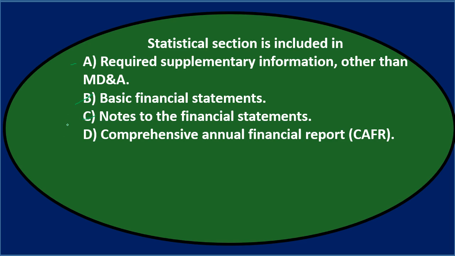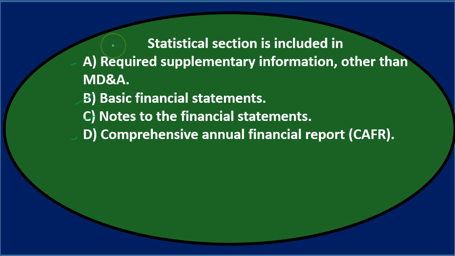And then D says comprehensive annual financial report, the CAFR. Now that seems somewhat reasonable because the CAFR is not the minimum requirement. Anytime you see the CAFR, you want to think, okay, this isn't the minimum requirement. This is above and beyond the minimum requirement. But many governmental organizations do that in accordance with regulations for the CAFR. So that seems like a reasonable choice as well.